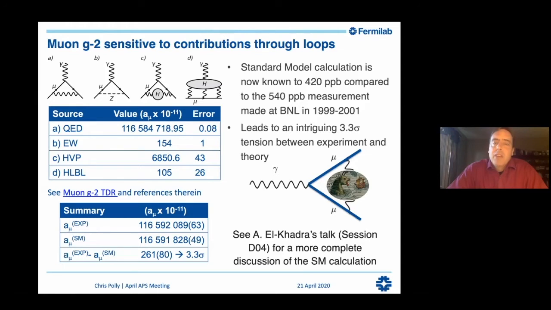The standard model calculation is now known to about 420 parts per billion, compared to the 540 parts per billion of the measurement that was made at Brookhaven between 1999 and 2001. That leads to an intriguing 3.3 sigma discrepancy between experiment and theory that has really stood the test of time in the 20 years that have gone between when Brookhaven made its measurement and today, as the theory has continued to improve. I would encourage you to see Aida El-Qadra's talk in session D4. She gave a more complete discussion of the standard model calculation, which I won't have time to go into today.